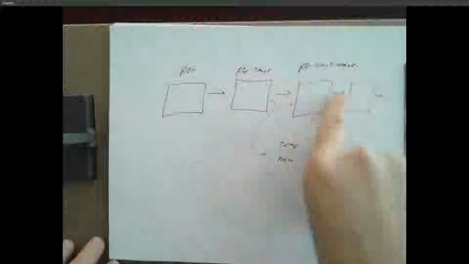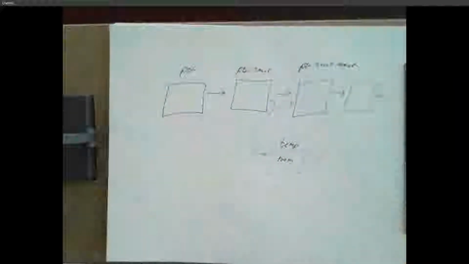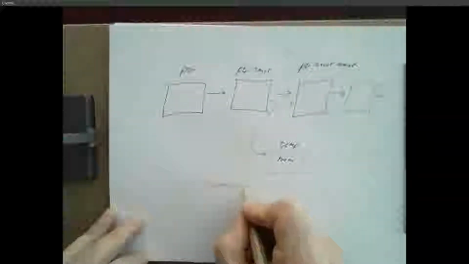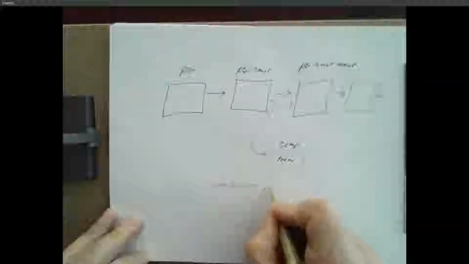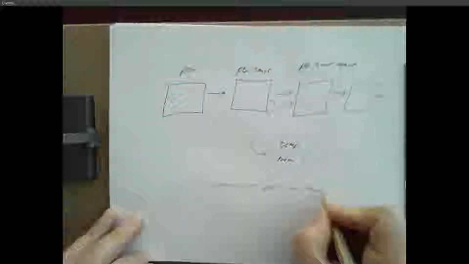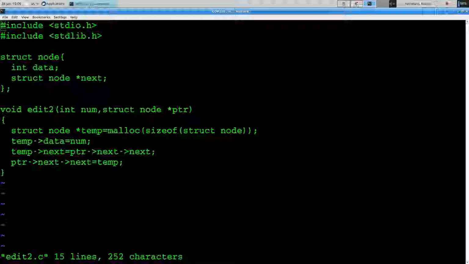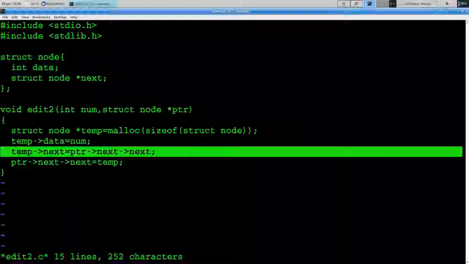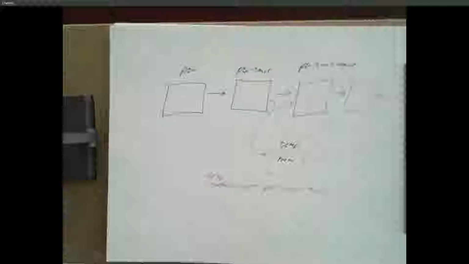You could do this with some temporaries if you wanted, but you can also one-line it. So this red connection could be something like temp next equals pointer next next. All right, so that's this line right here. Temp next equals pointer next next. And then the blue line is pointer next equals temp.